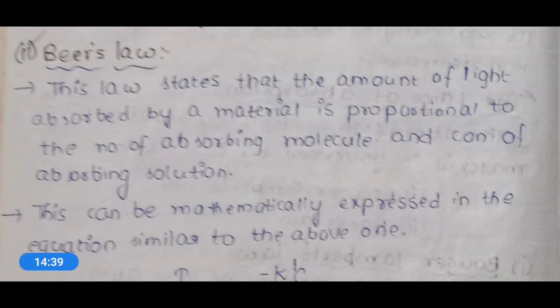Only the amount of light absorbed is proportional to the thickness of the absorbing material and is independent of the intensity of the incident light. Only the thickness of the absorbing material determines the light absorption, and not the intensity of the incident light.